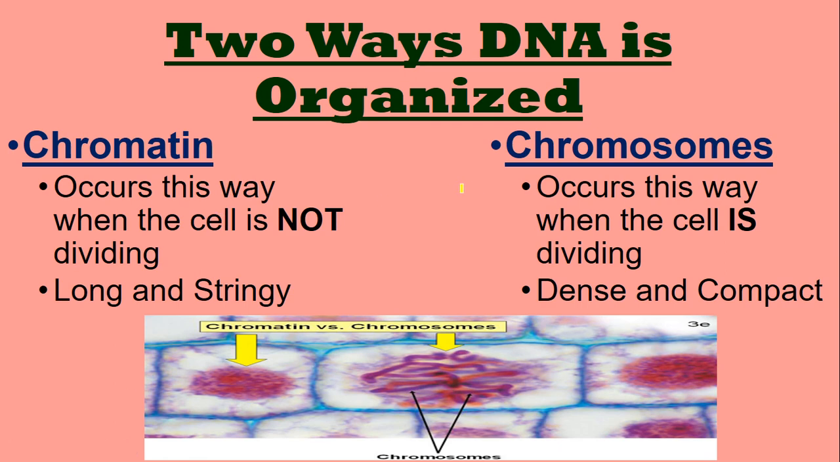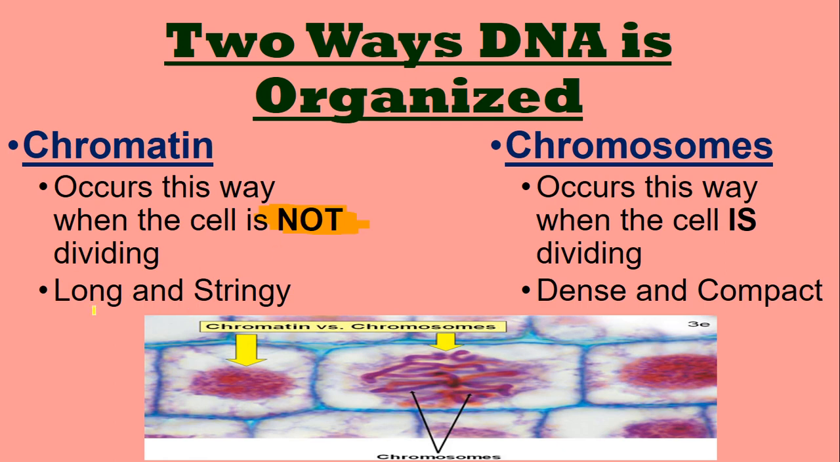All right, two ways DNA is organized. You can have chromatin or chromosomes. It all depends on if it's dividing or not dividing as to what it looks like. Chromatin occurs when the cell is not dividing. If it's not going through mitosis, it is in chromatin. If it's going through mitosis or meiosis, which we'll talk about at a different point, it would be in the other form.